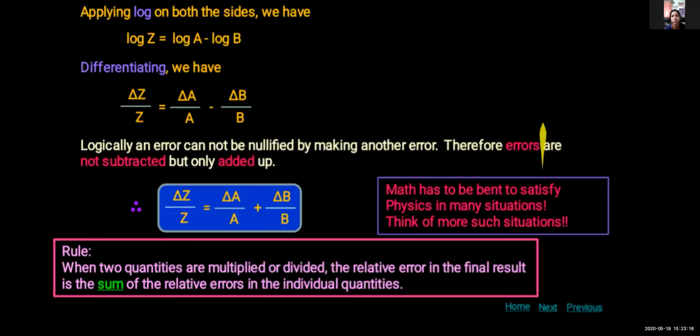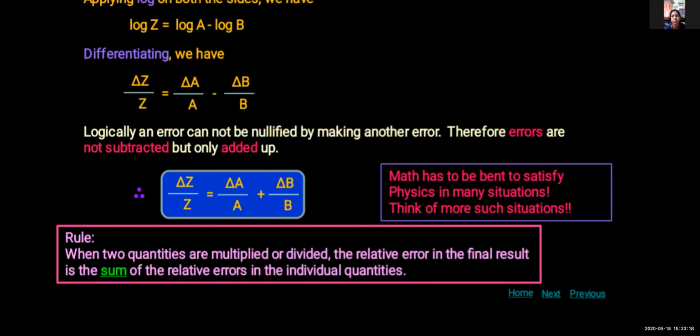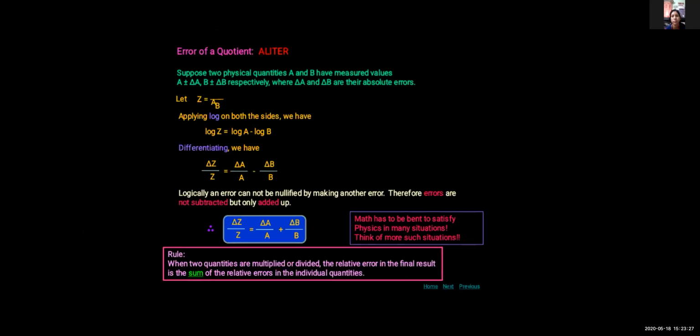So the rule: when two quantities are multiplied or divided, the relative error in the final result is the sum of their relative errors in the individual quantities. We have two rules. The third one is error in exponent.